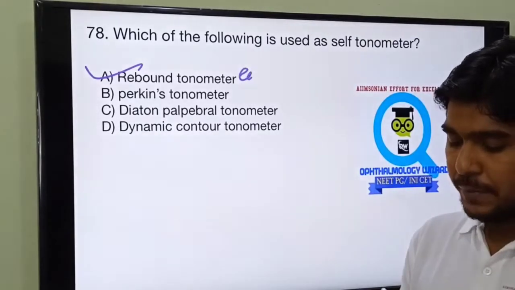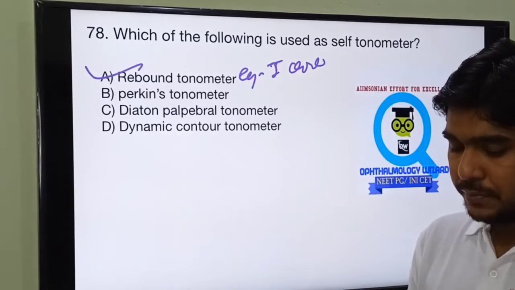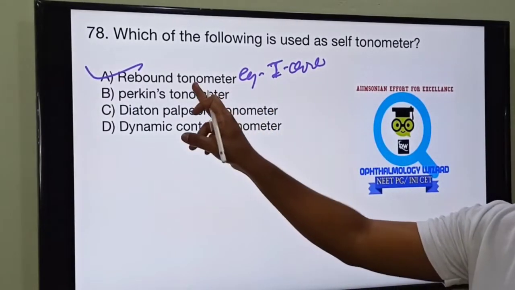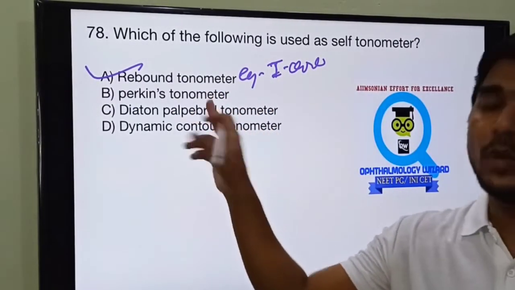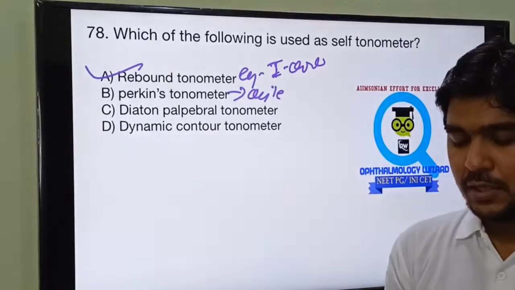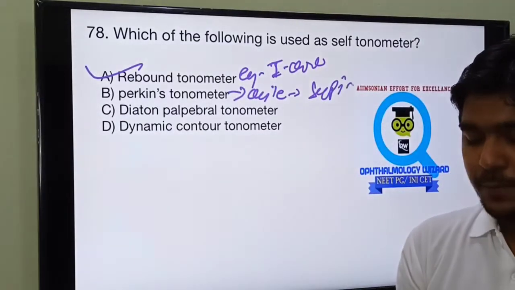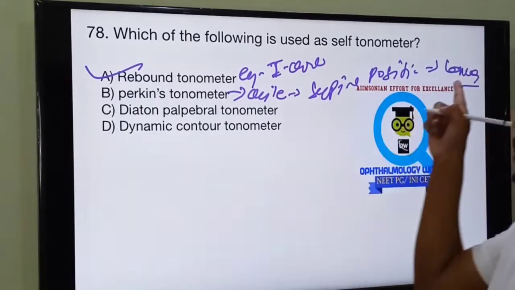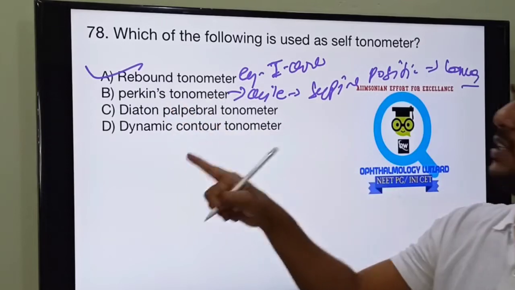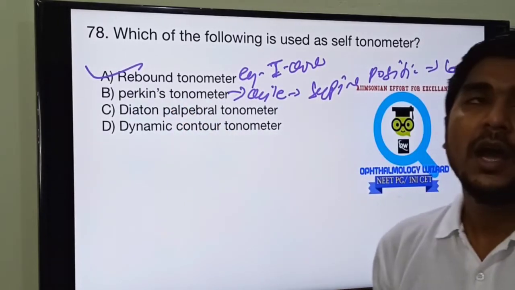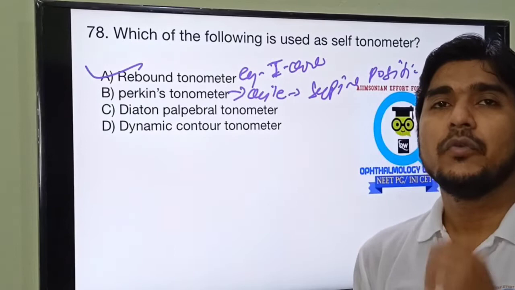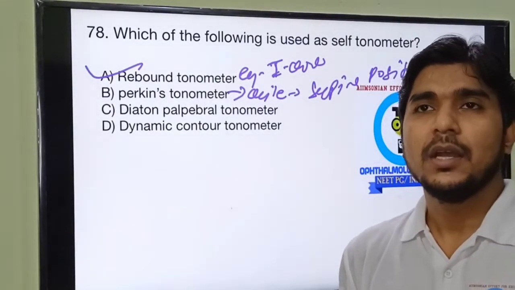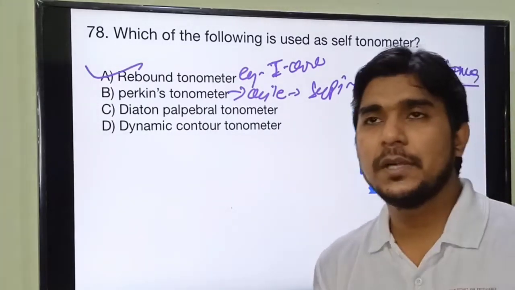An example is the Icare tonometer, which is the rebound tonometer. Perkins tonometer is usually used in children and can be done in the supine position. So in a comatose patient also we can do it. Patient in a coma, we can do the Perkins. Dynamic contour tonometer is a very digitalized tonometer where the principle is almost like that of the Goldmann type, the inverse Fick principle. So we are using this.